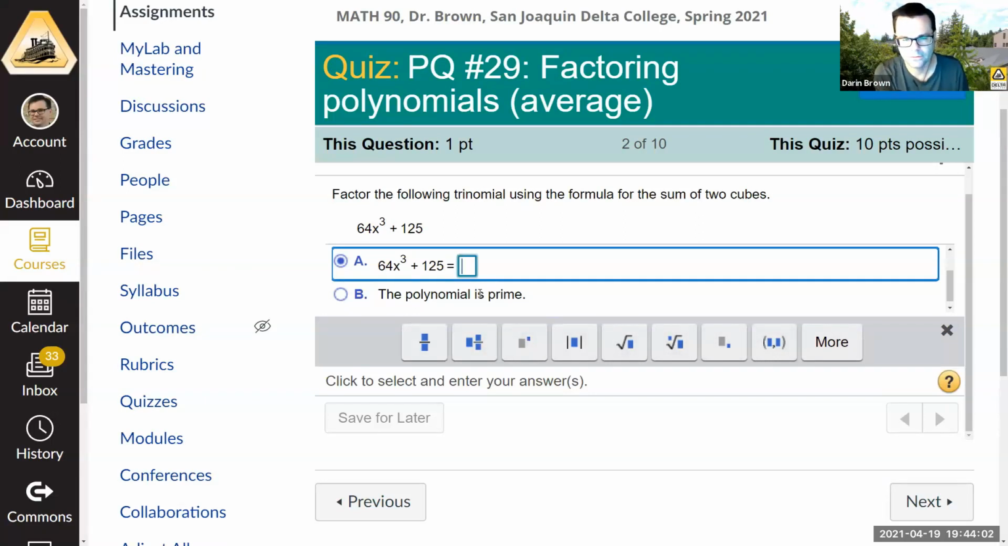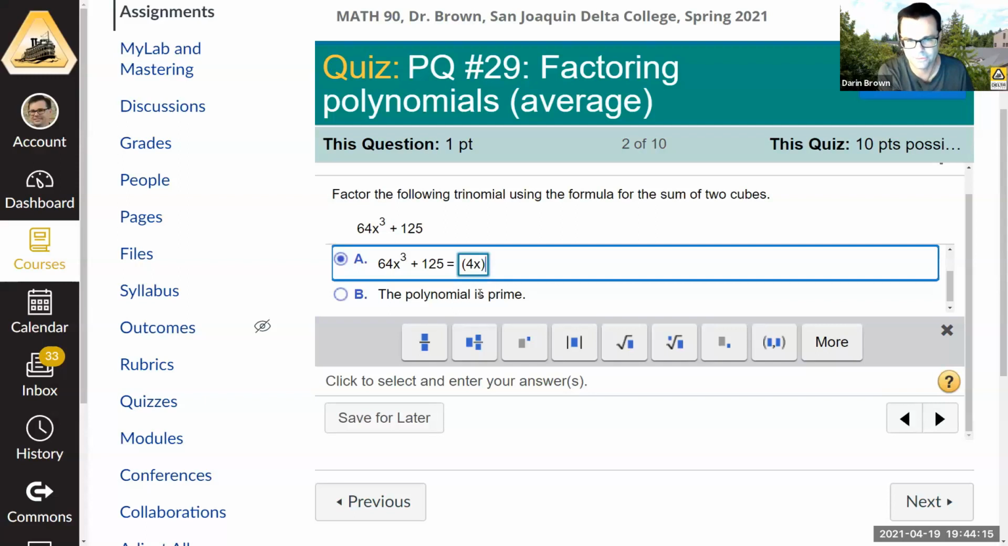Okay, so what are the things that are getting cubed to make this? So it's going to be 4x. So 4 cubed is 64. So 4x all cubed is 64x cubed. And 125 is 5 cubed. So there's my first and last. 4x is the first, 5 is the last.